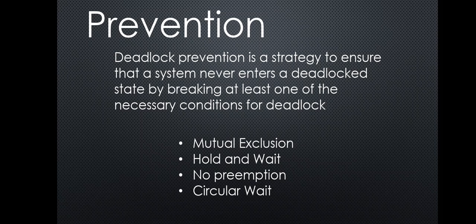First we see prevention. Prevention is a strategy to ensure that a system never enters a deadlocked state by breaking at least one of the necessary conditions. There are mutual exclusion, hold and wait, no preemption, circular wait.